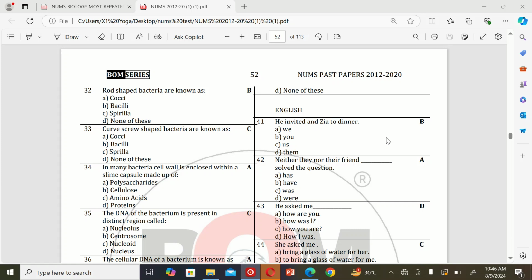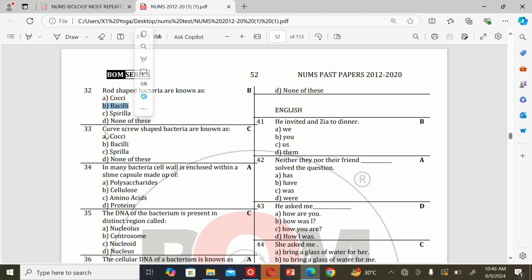Today we are diving into some challenging MDCAT MCQs to sharpen your knowledge. Let's get started. So the first MCQ is: rod-shaped bacteria are known as A. cocci, B. bacilli, C. spirilla, and D. none of these. So the correct option is B.